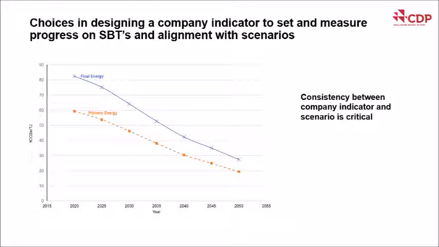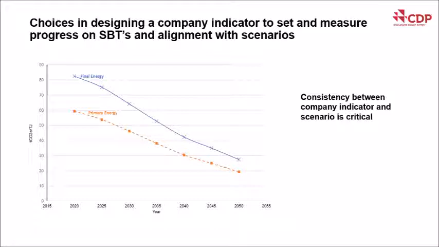Methodologies rely on a comparison between a company indicator to set and measure progress of targets and a scenario variable that reflects the necessary pace of change of that indicator in order to meet the Paris Agreement goals. For example, in this graphic, we show the same indicator, the well-to-wheel carbon intensity of energy, but considering two different types of energy, primary versus final energy in the denominator.